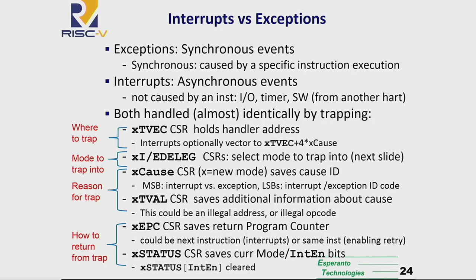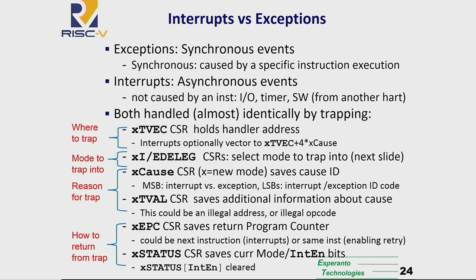But in any of those cases, when you get to the handler, there will be a cause CSR that says, well, why did I trap or interrupt? And the most significant bit actually says whether it was a trap or an interrupt. And there's a tvalue CSR that gives you more information, and that would only be for an exception. So if you had an illegal address exception, the cause would say illegal address, and the tvalue register would have what that address was. Or if you try to execute an unimplemented op, it might have some bits of the illegal opcode. And finally, the EPC CSR, the exception PC, says where you came from, where you should go next when you return from the handler.